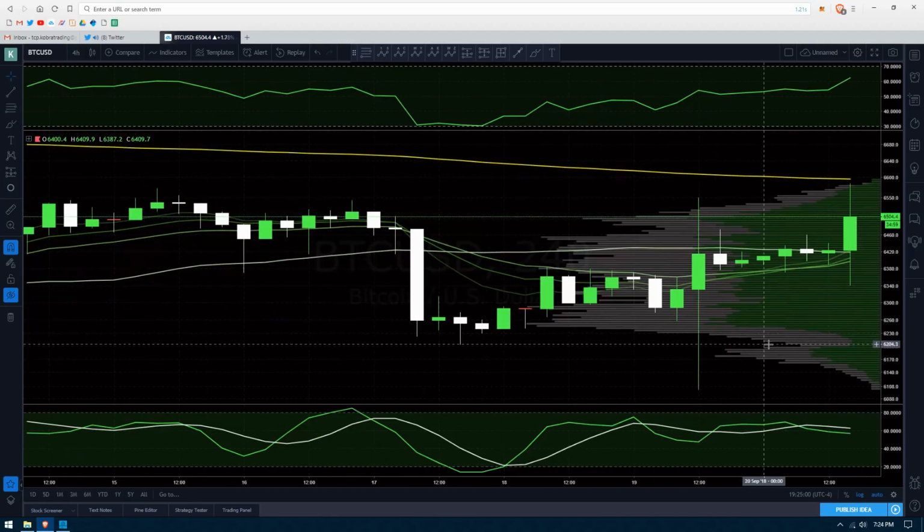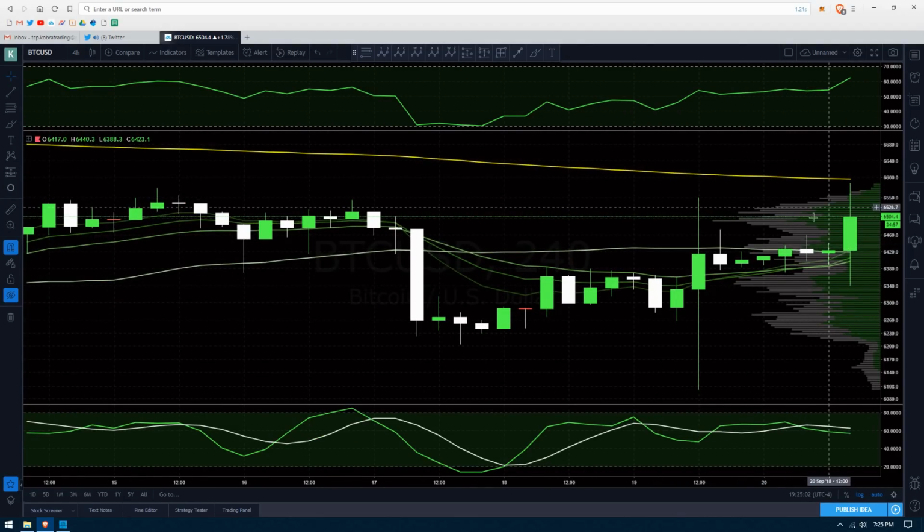Pretty decent volume zone here. You can see I changed my volume indicator up a little bit just to get some more bars on there, make it a little more accurate, so you can kind of see for every little price zone what's going on here. But we're in a pretty good solid area, really good volume here. So we'll see what happens.